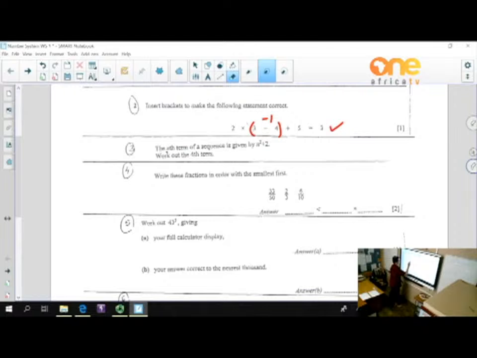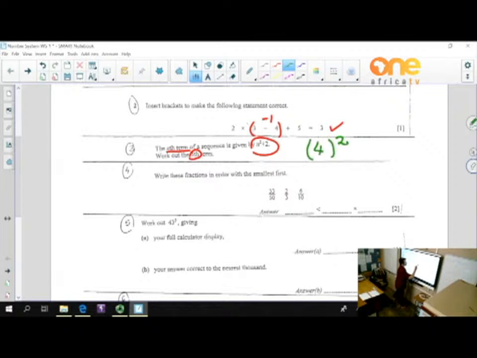The nth term means that is your sequence, that is your pattern, that's the rule that we have there. And they provide you with a formula, n squared plus 2. N stands for any number, the 5th term, the 4th term, the 10th term. That's what n stands for. And now they want the 4th one, so all that we're going to do is to substitute. So 4, it's important that you always substitute in brackets, (4) squared plus 2, and the answer is then 18.